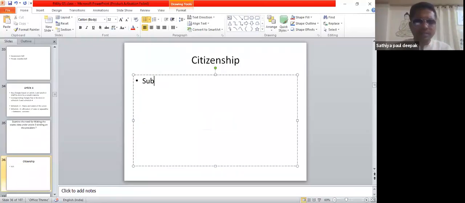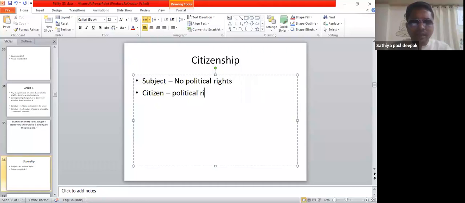A subject has no political rights. Very important. A citizen has political rights, which means he can take part in politics. He can have the right to vote. He can stand in the election. He can become an IAS officer, IPS officer, and administer this country.